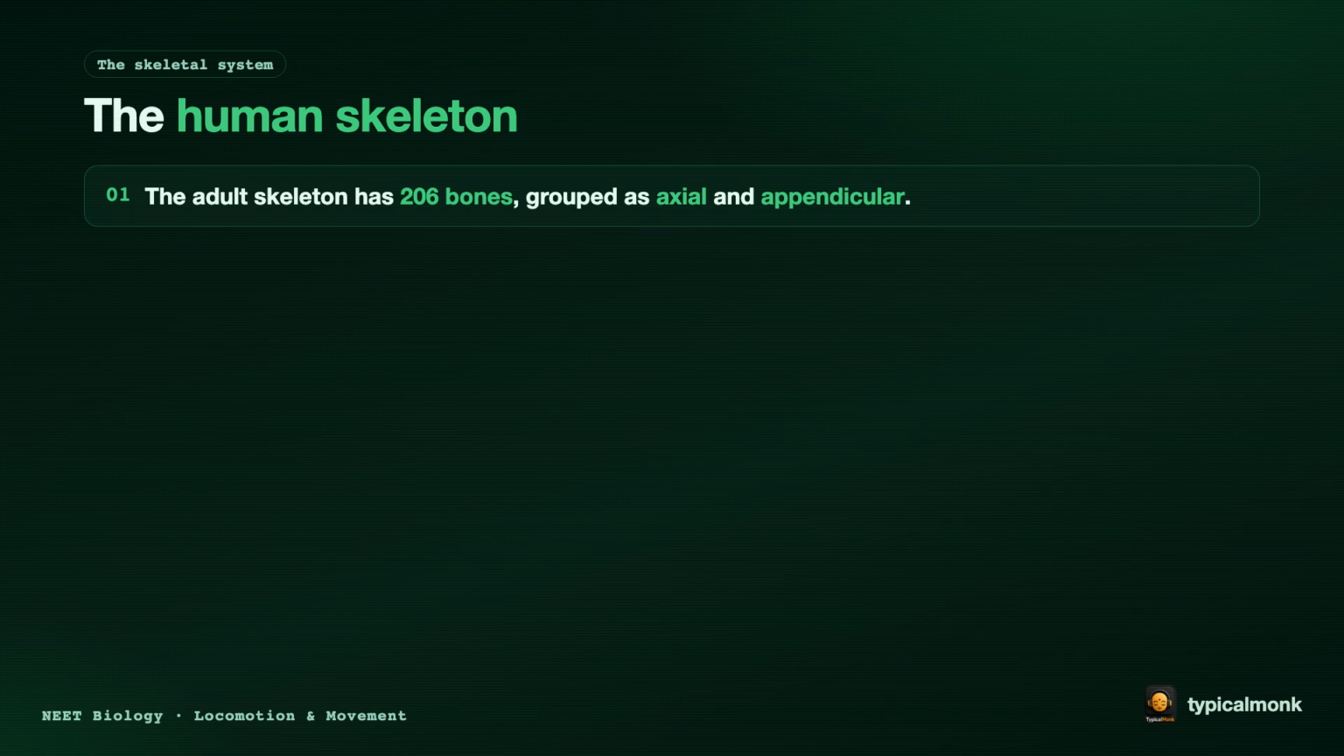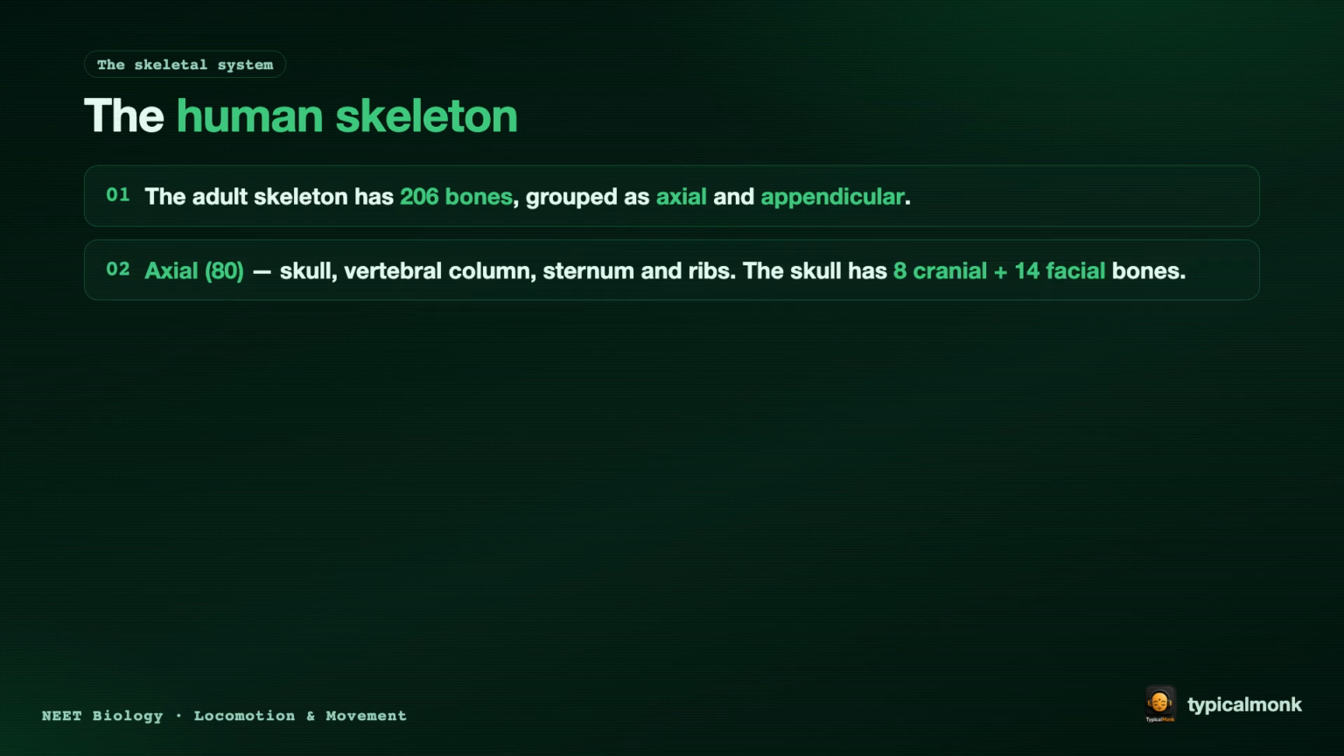Now let's move to the framework of bones. The adult skeleton has 206 bones, grouped as axial and appendicular. The axial has 80. That is the skull, vertebral column, sternum, and ribs. The skull has 8 cranial and 14 facial bones.